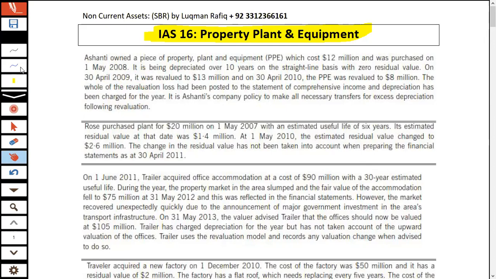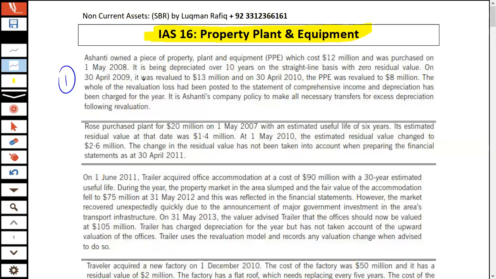The first thing that we are going to do is talk about this question, the name of which is Ashanti. Kindly go through it. I'm giving you 2-3 minutes to do the relevant accounting, and then I'm going to start discussing. Now, let's start discussing this question.